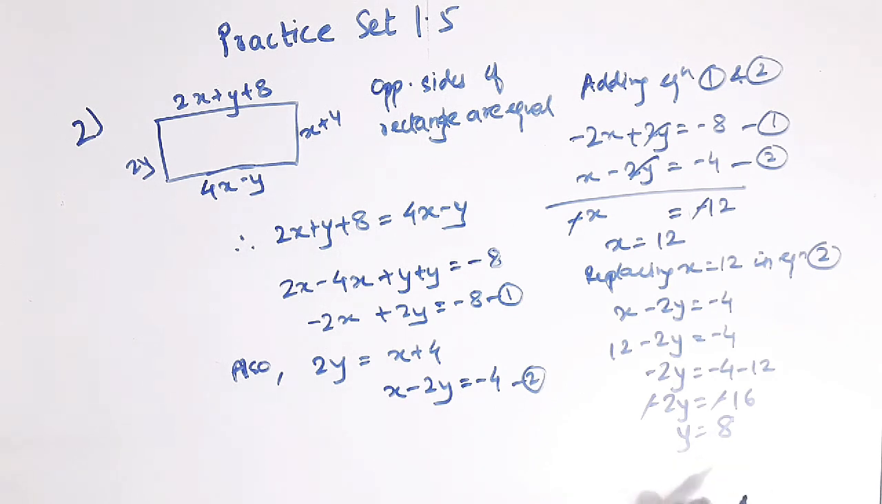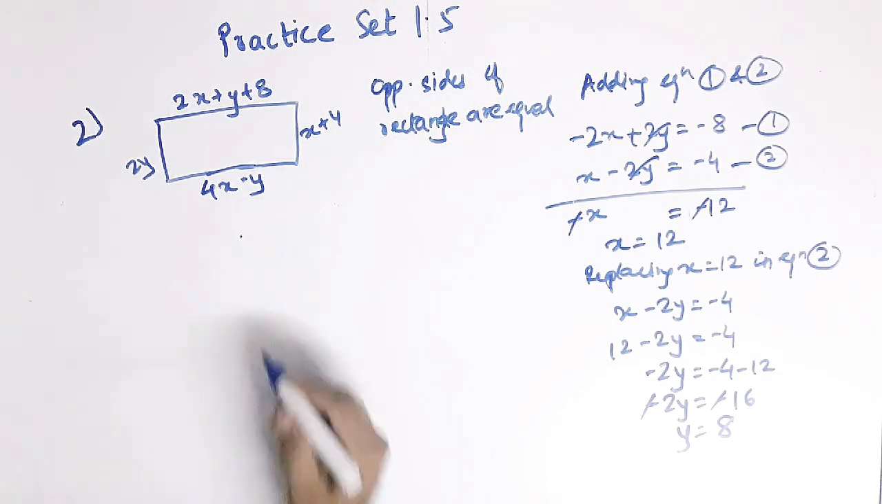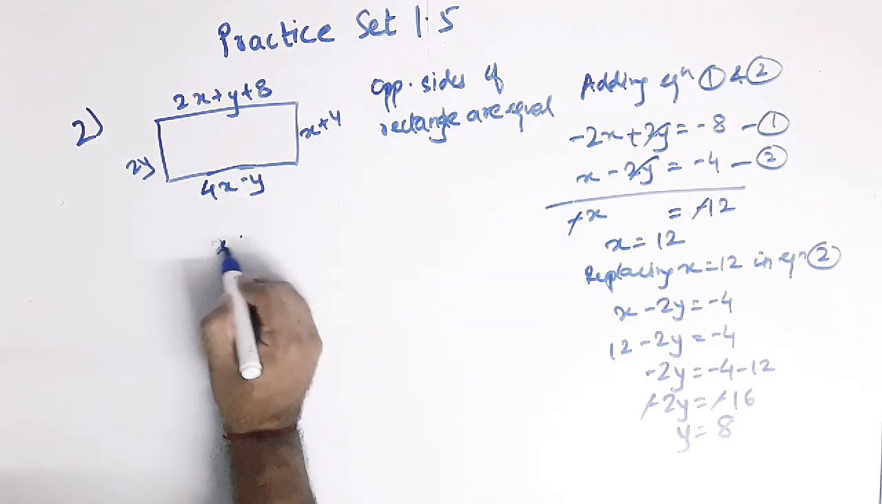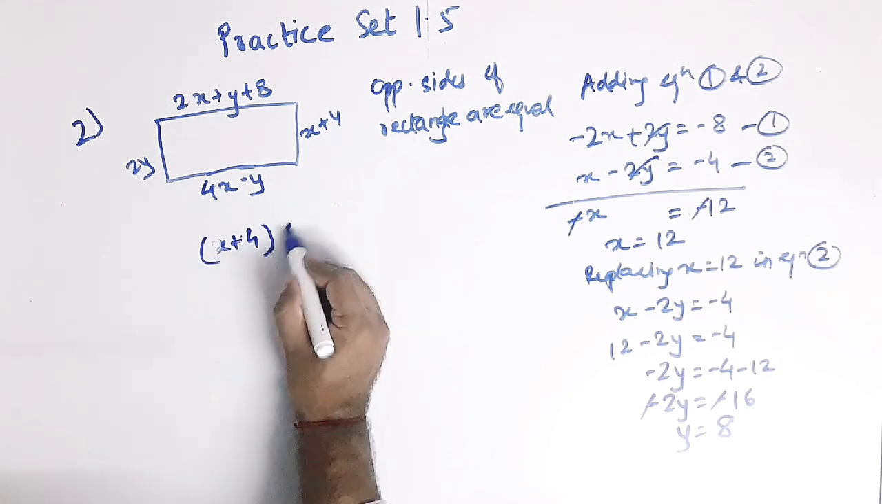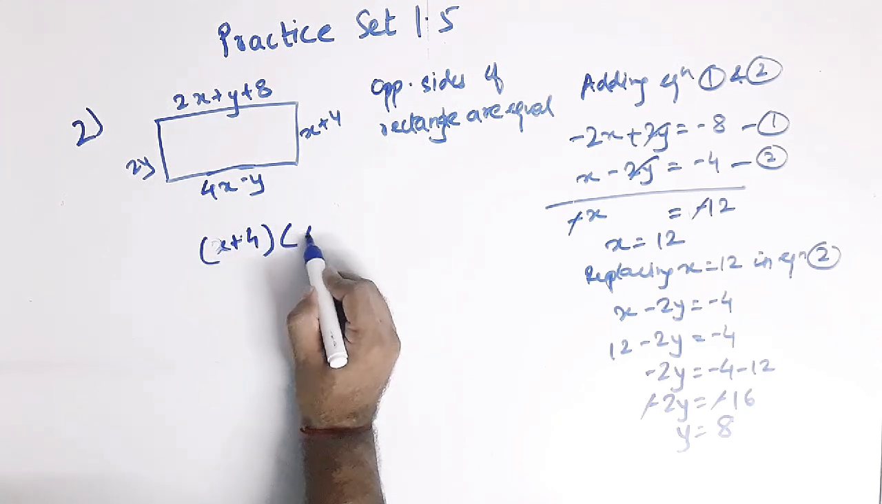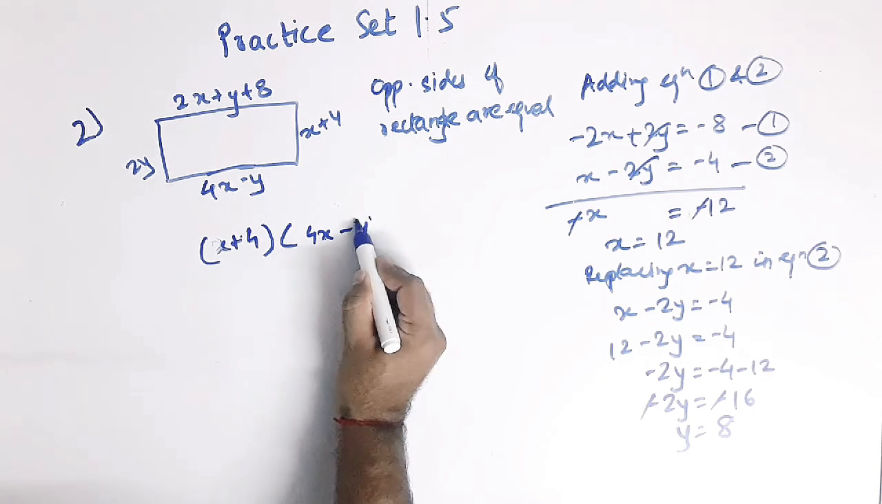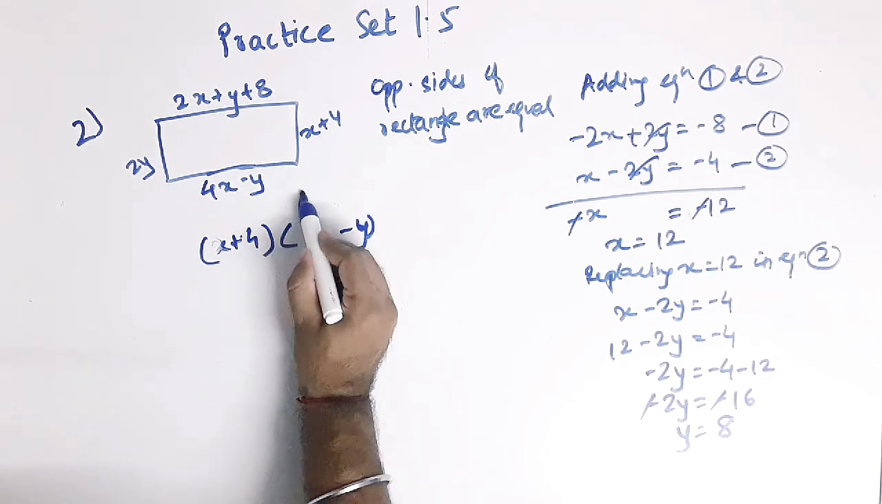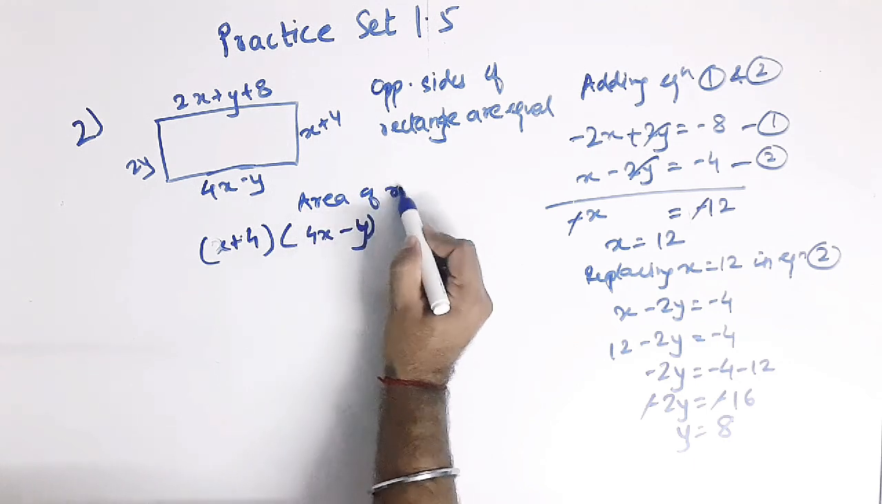Now they have asked us to find the area and perimeter. So let us make out the formula. What is the formula for area of rectangle? It is length into breadth. Yes or no? So we'll take length into breadth first. So I'll write here x plus 4 and 4x minus y. This is the area of rectangle.